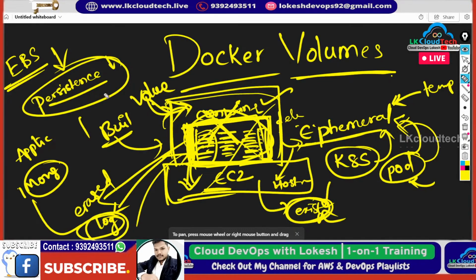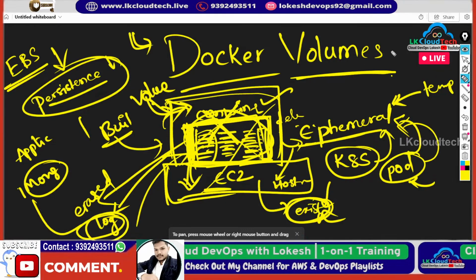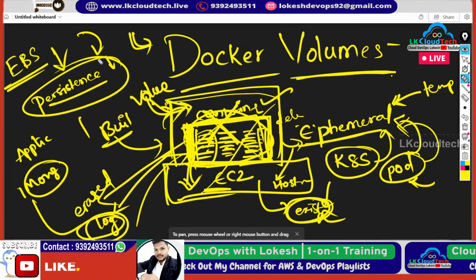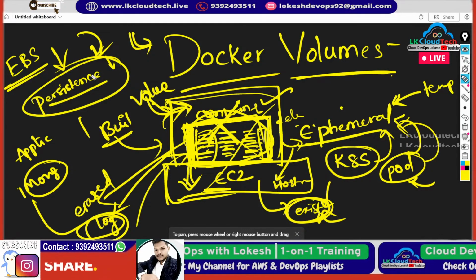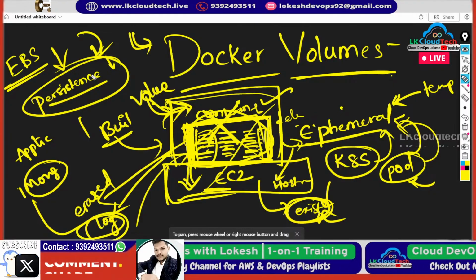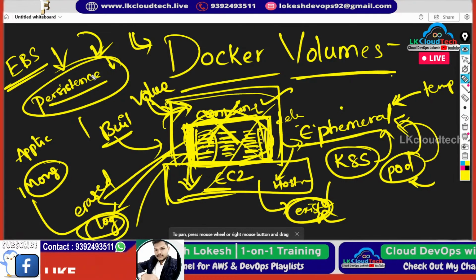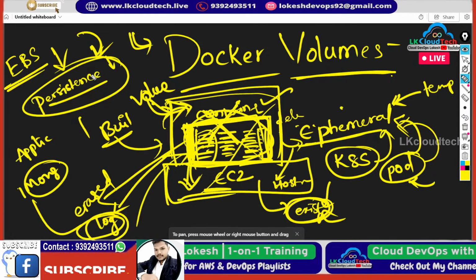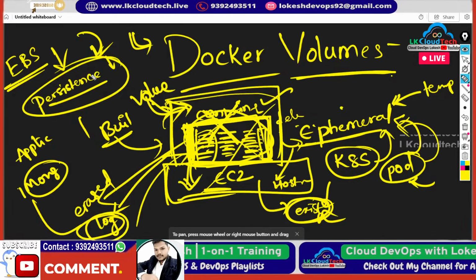While I was learning Docker volumes, I used to be confused with these names, ephemeral and persistence. Nobody was telling. They used to use them like this: persistence, ephemeral. What is a persistent data volume? What is ephemeral? These things used to confuse me, but nobody cleared it. I cleared it myself.